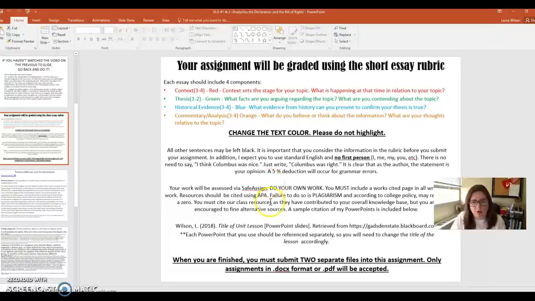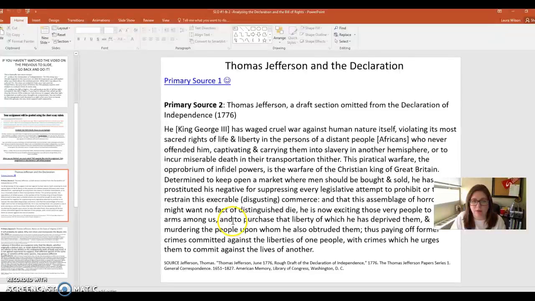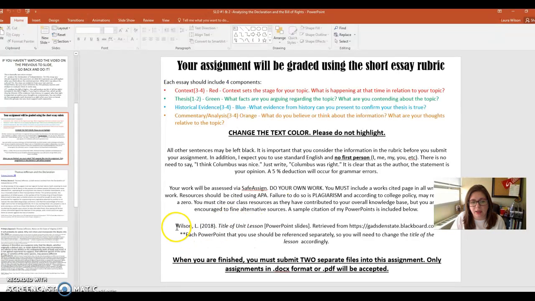Here's all the same instructions. Please read them. If you do not put sources, you are plagiarizing and you will get a significant deduction in your grade. And then finally, here is the citation for my PowerPoints. If you use the Revolutionary War, if you use the Towards Independence, which you probably will use both of those, cite them both.